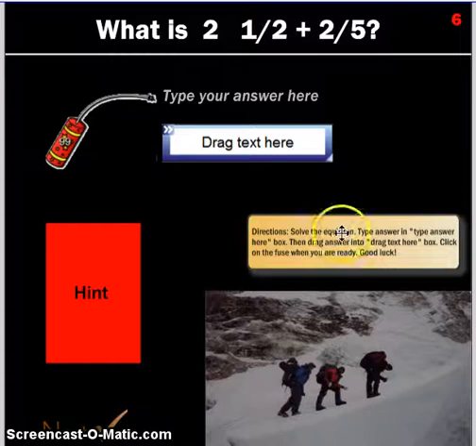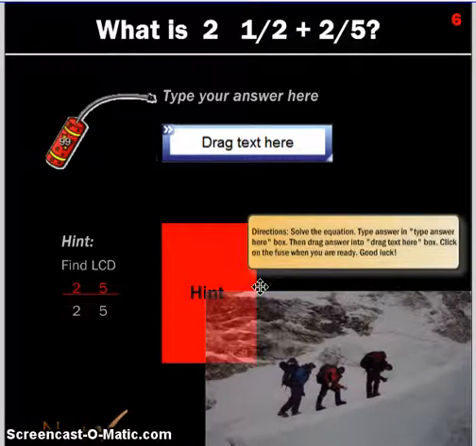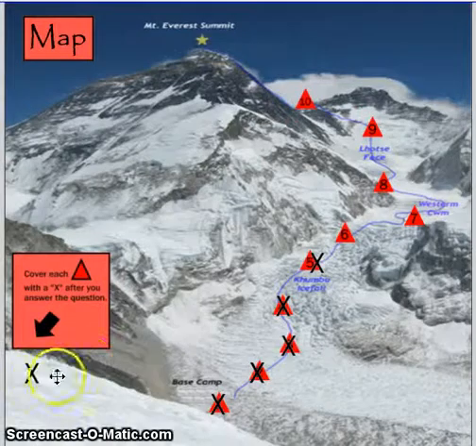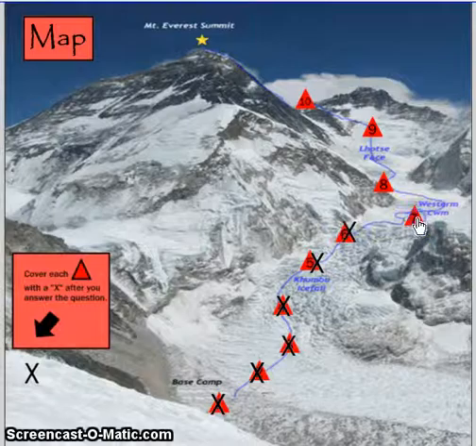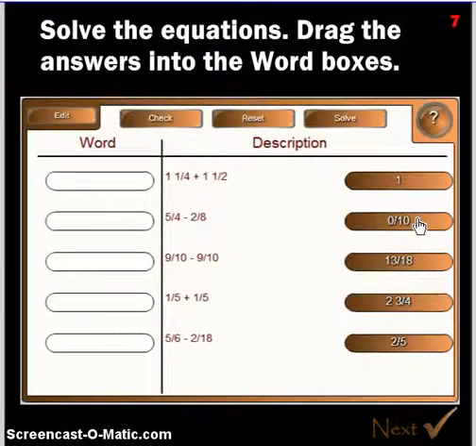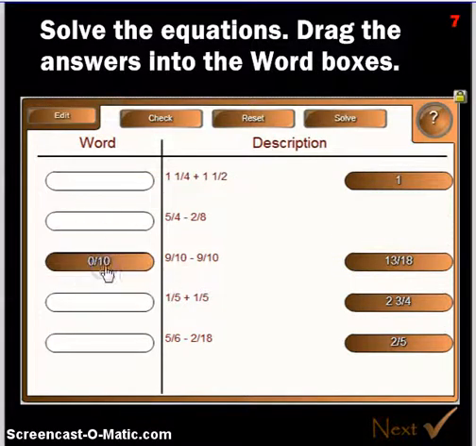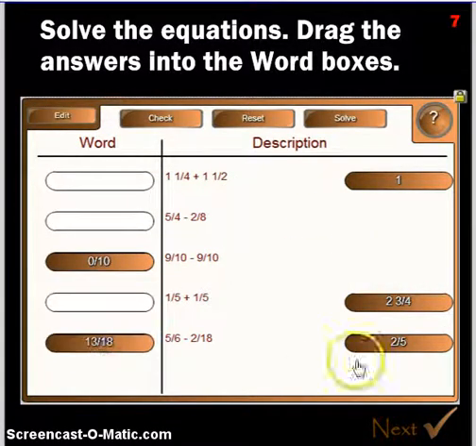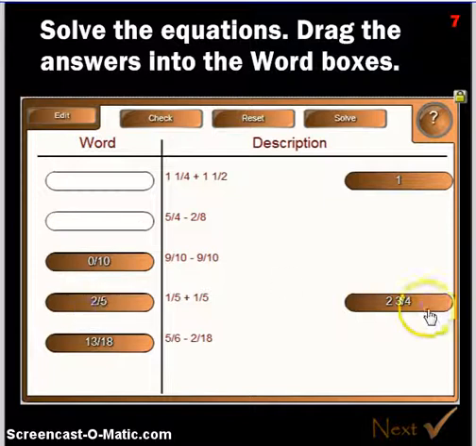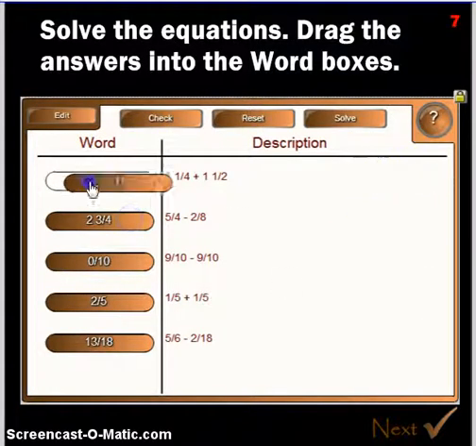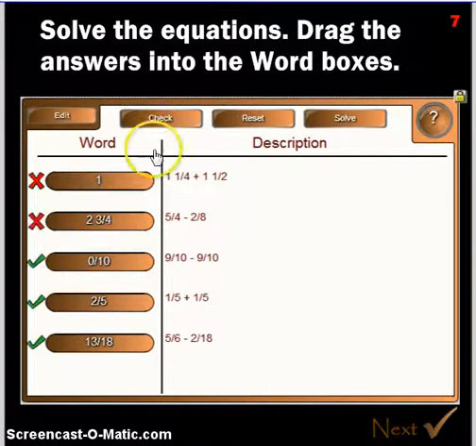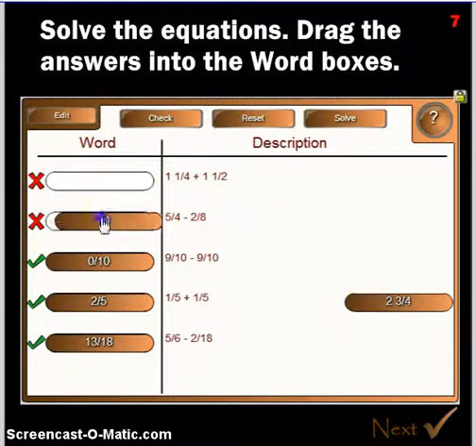The 6th problem is another adding one. The 7th has the words, which is where the answer goes, and the description, and they are examples where students need to solve and they can check their answer. So, say I just drag them in. Say I put the wrong one in an answer. So the ones where there's an X need to be resolved.